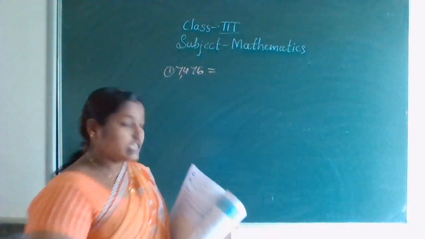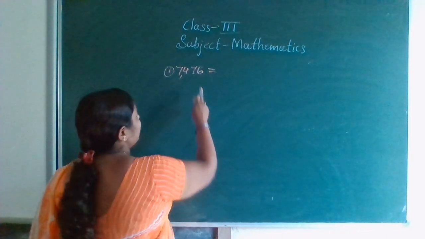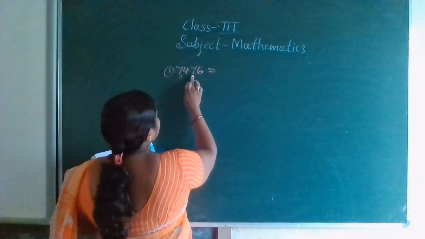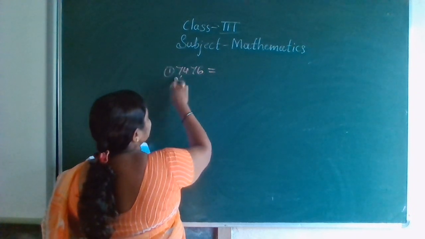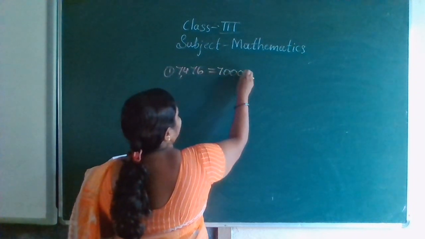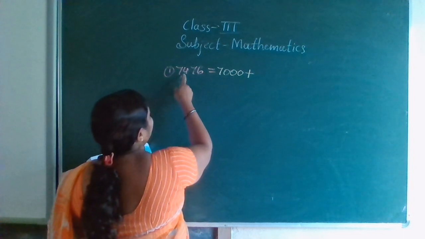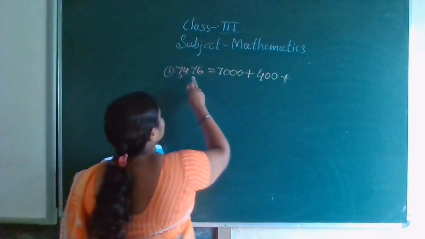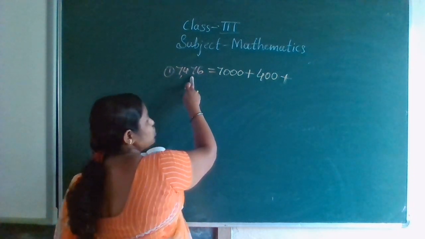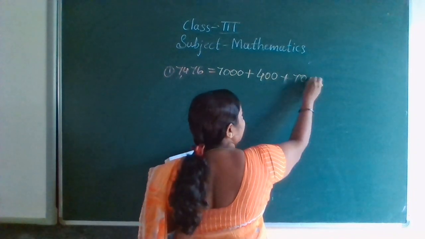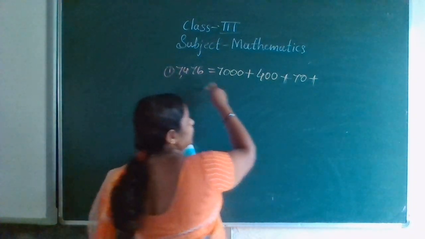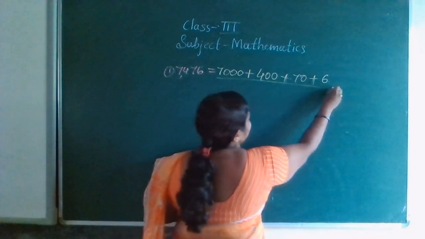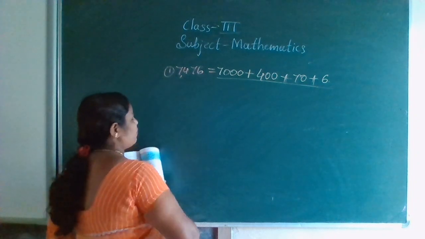7476. First write the expanded form. 1s, 10s, 100s, 1000s. 7 into 1000 is 7000, plus 4 into 100 is 400, plus 7 into 10 is 70, plus 6 into 1 is 6. This is the expanded form and this is the short form.